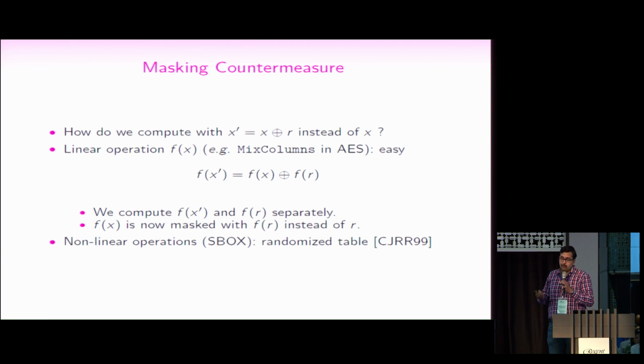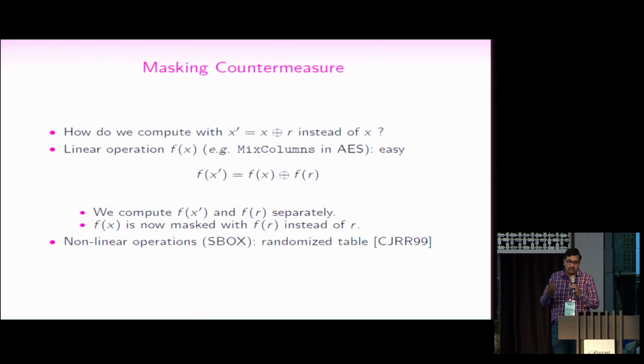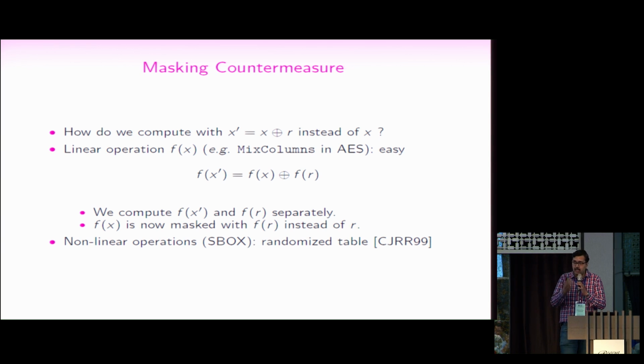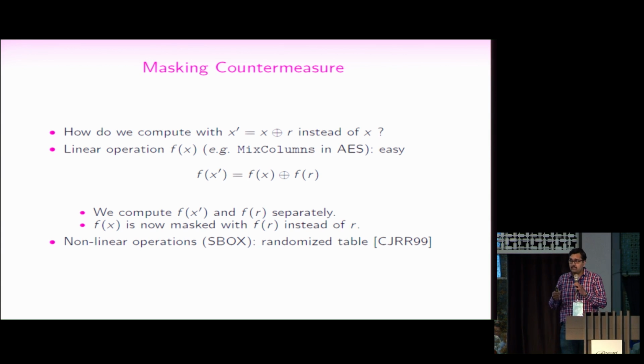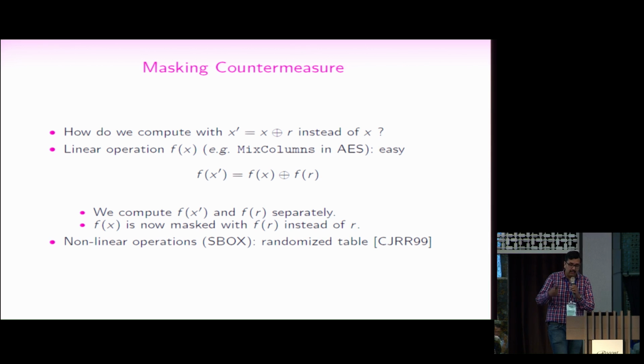So now, how to compute in the presence of shares? The linear operations are quite straightforward. We just need to apply the function on each of the shares and then combine the outputs. So the main challenge is to mask the nonlinear operations. For an SPN block cipher, it would reduce to masking the S box.